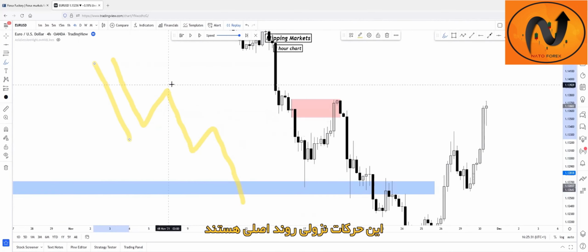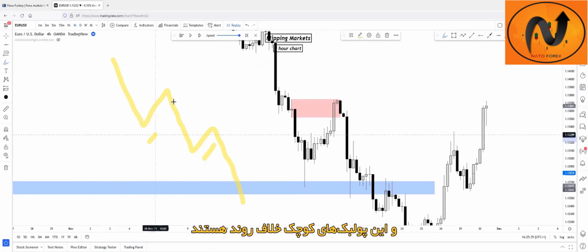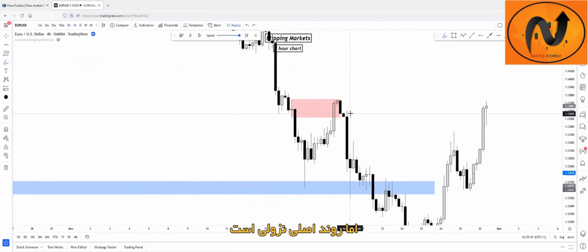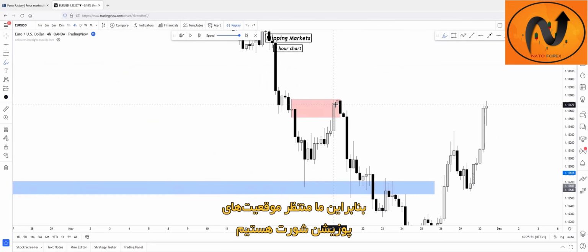These downside movements are the main trend movements, and the small pullbacks are the counter trend movements. So you actually had room between this demand zone and this supply zone to trade long trades up to this supply zone, right? But the main direction is bearish, so we want to see short opportunities.